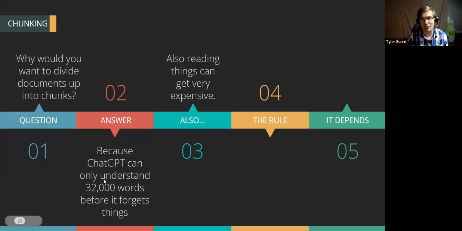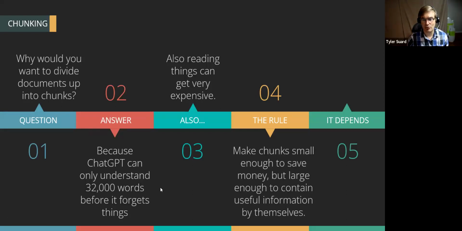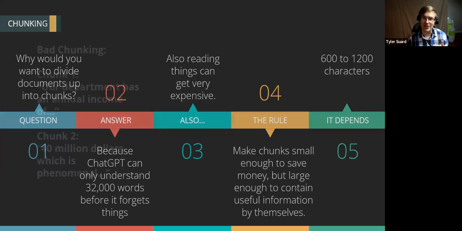That's a lot of money just to read one, especially if you're doing this all day with a lot of different customers. So the rule of thumb is you've got to have a balance. You've got to make the chunks small enough that you're saving money, but big enough to contain useful information. It depends on your situation, but 600 to 1,200 characters is a pretty good rule of thumb, because they're long enough to contain good information, but short enough that ChatGPT can understand the full text snippet. But like I said, it really depends on the situation.